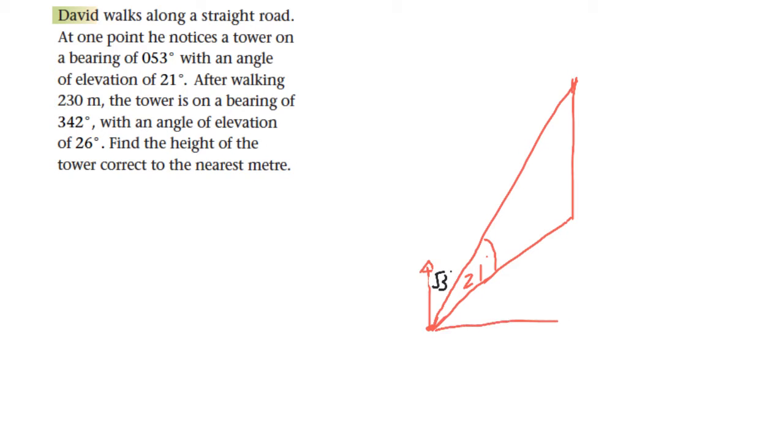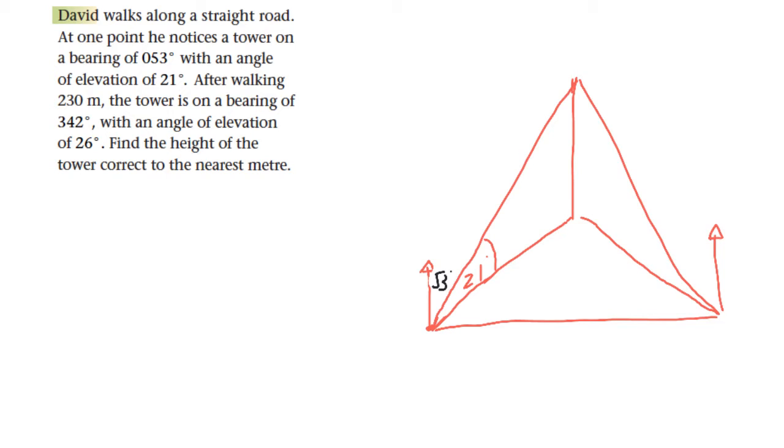He's walked somewhere in this direction. Okay, and now this tower is on a bearing of 342 degrees. So that means it's 342 all the way around there, up to where that tower is. And it has an angle of elevation there. I'm going to include that part because that's really important. Our angle of elevation is 26 degrees.